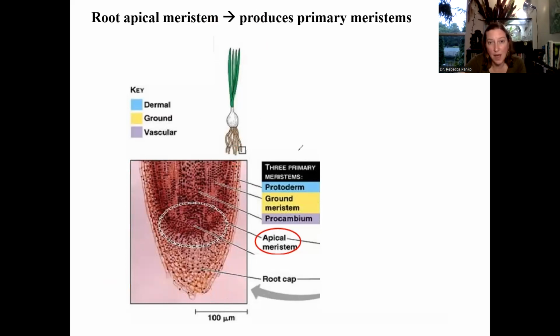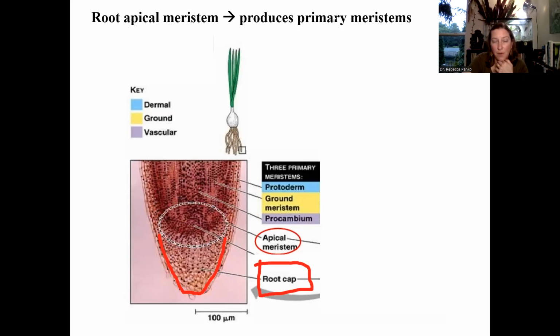And at the tip of that root, I'll use yellow. Nope, I guess I should use red because it's red here. Is the apical meristem, which is right here. And just like we saw in the stems, this apical meristem is still going to give rise to 3 primary meristems, and they're called the same things, right? Protoderm, ground meristem, and procambium, same primary meristems that we learned about in the stem lecture when we talked about the apical meristem.